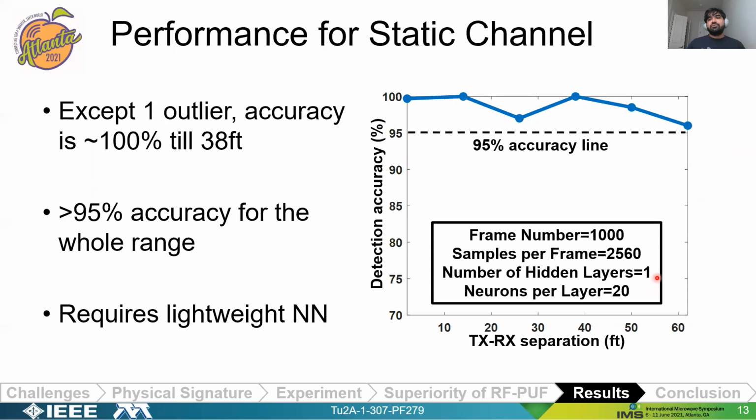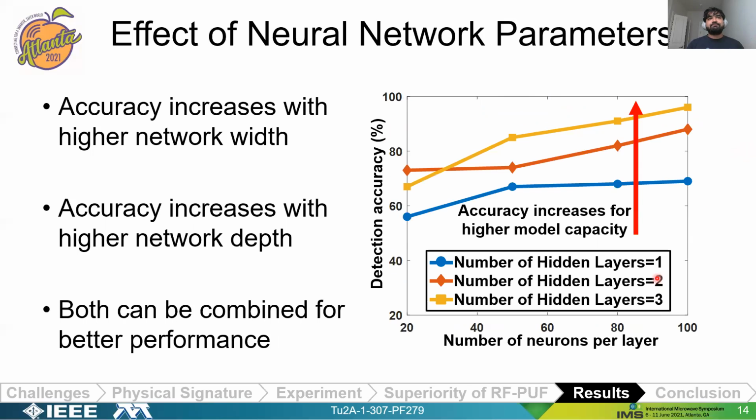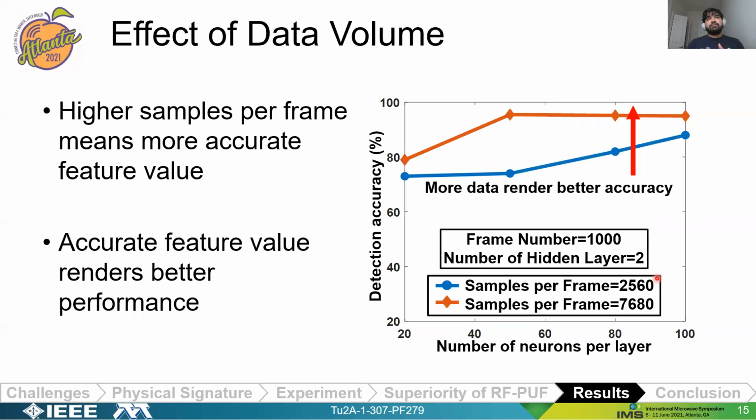One interesting thing here is that we need a lightweight neural network for this. Here we're using one hidden layer and only 20 neurons in that layer. Next, we'll discuss the accuracy of RF-PUF in quasi-static cases, but we'll discuss it in terms of two important design considerations, that is neural network architecture or neural network parameters, and data volume.